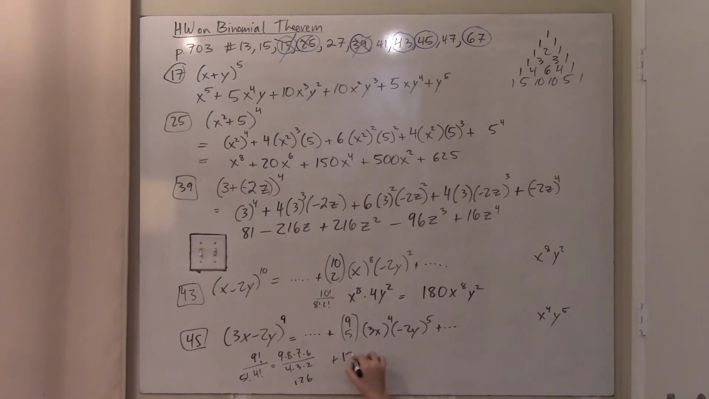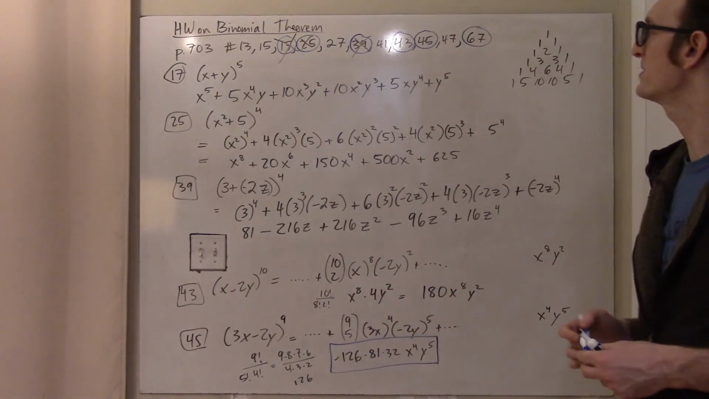Okay, so this is 126 times 81 times negative 32. So okay, I've just decided that I'm not going to do this by hand, of course. If you have a calculator with you, or a computer or whatever, then you can finish this off. But for me, I'm just going to leave it as the answer: negative 126 times 81 times 32. Whatever that is, is the coefficient for this problem. This is pretty easy homework.